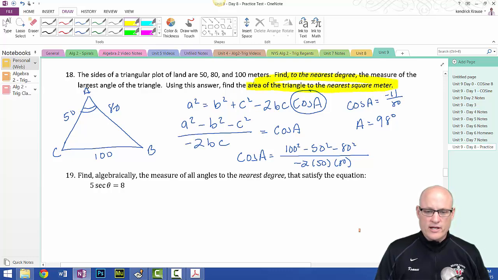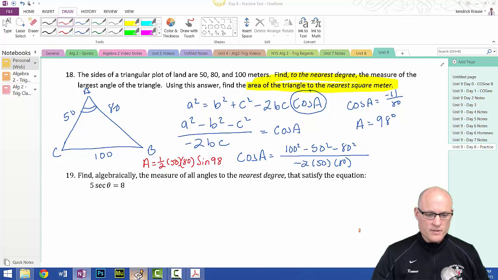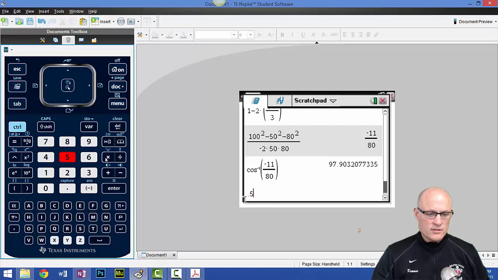Now, the last thing this says is find the area of this triangle to the nearest square meter. So we're going to use that angle that we just found. Now, they told us to round it, so we'll use its rounded form. And I'm going to do this very carefully right here. A equals 1/2 times 50 times 80 times the angle in between, which is sine of 98. So I did not do this on my other answer key, so I got to do this here. So 0.5 times 50 times 80 times the sine of that.